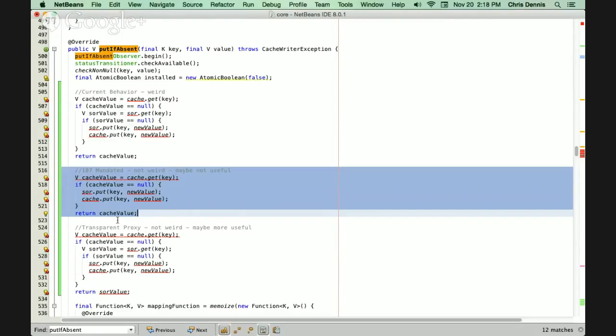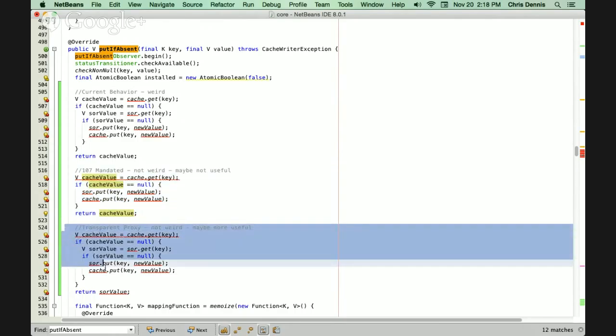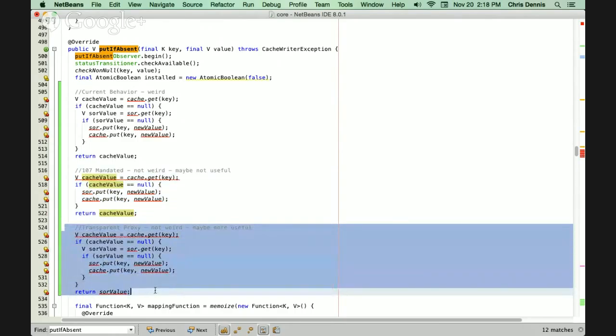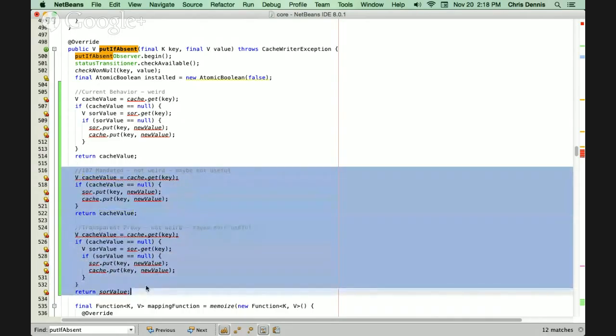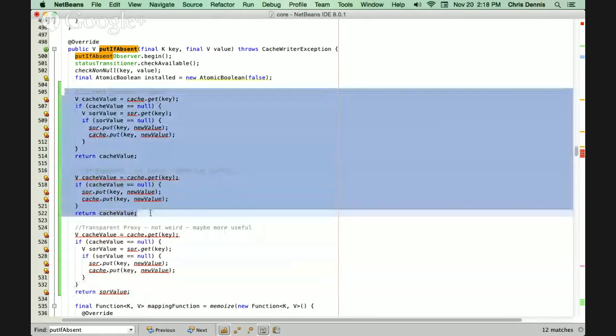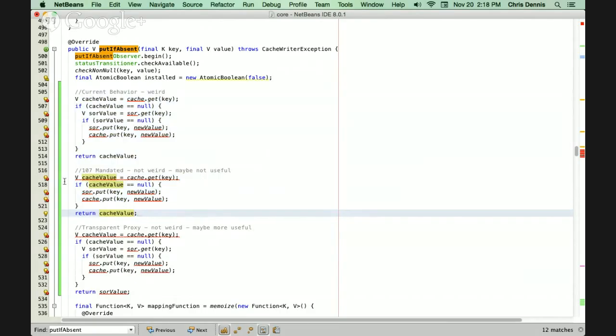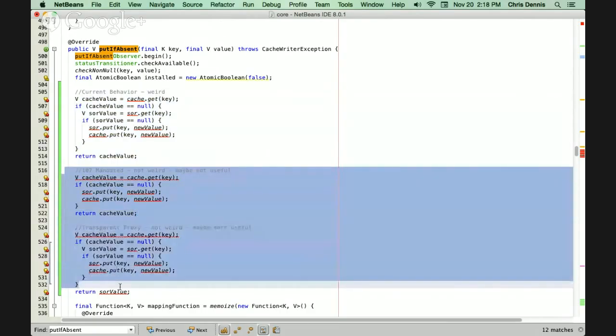Under the assumption that the thing never gets out of sync, the only time that these two differ in behavior, the current thing we've got and the 107 mandated behavior, is any time that you do a putIfAbsent on something that's not in the cache. These two differ any time the system of record and the cache get out of sync. But if they're perfectly in sync, you shouldn't see any problems.